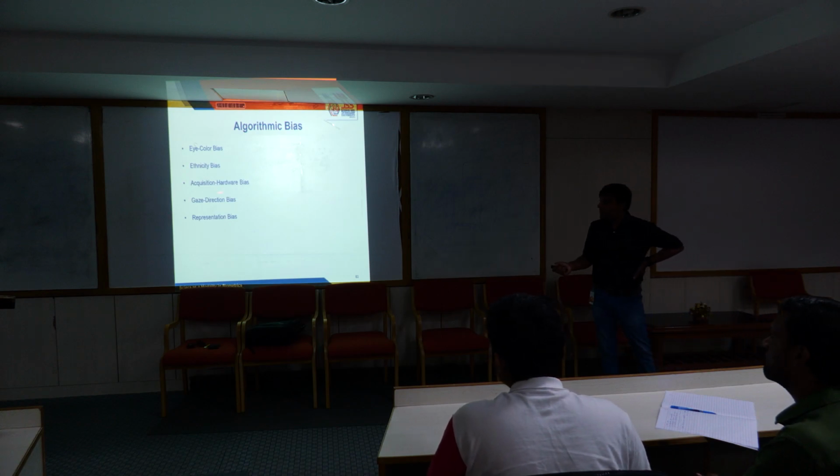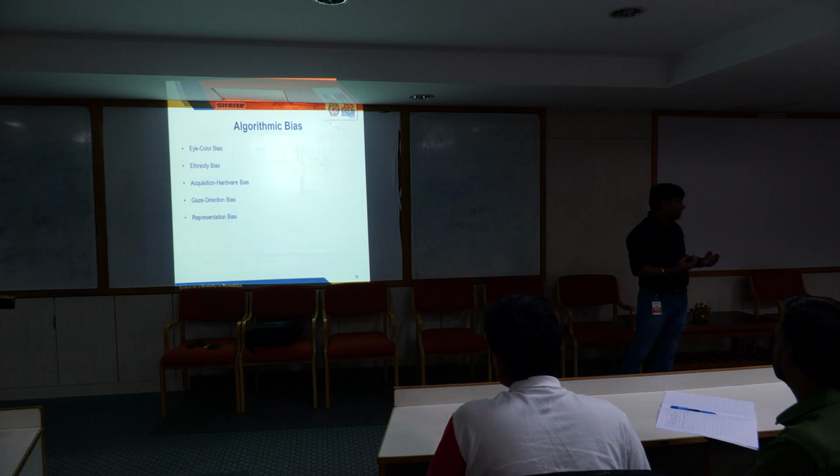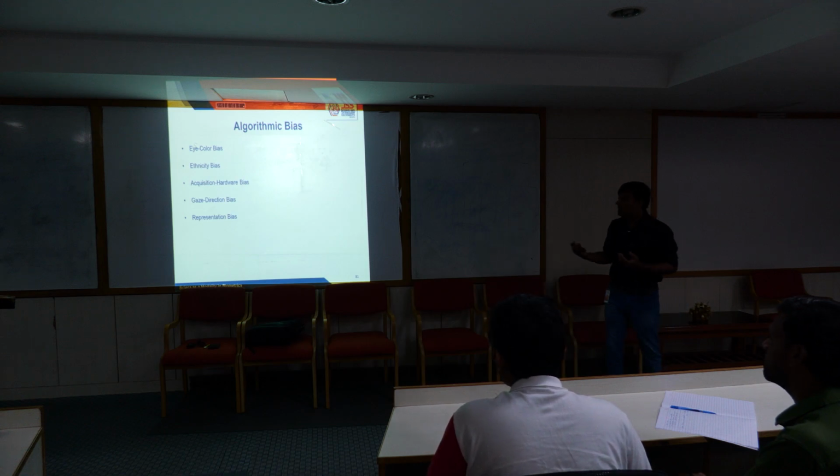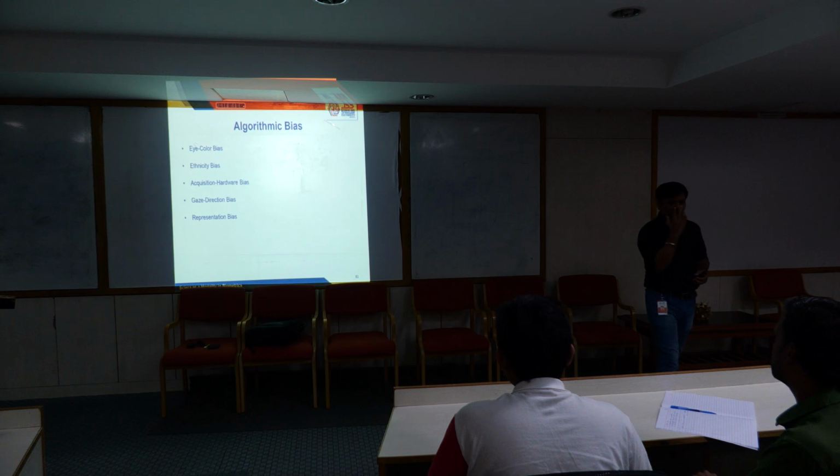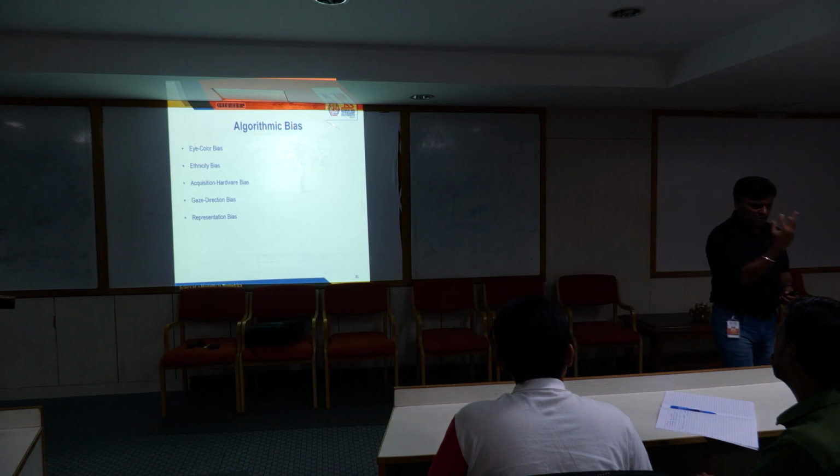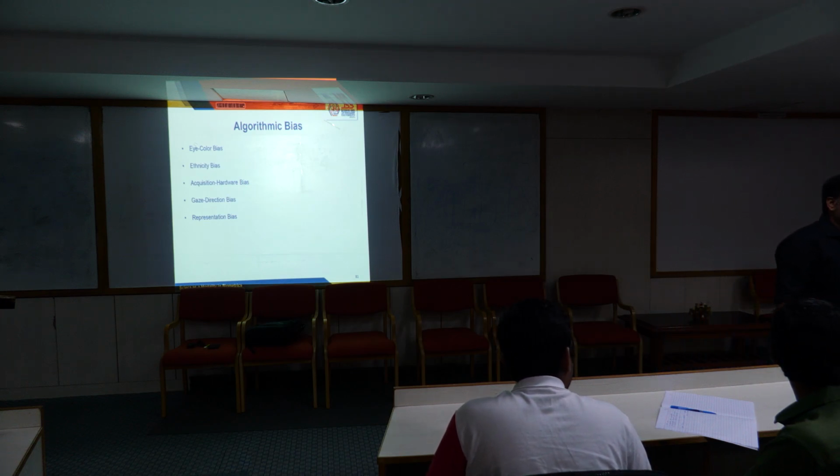So ethnicity, then acquisition hardware, right? The type of hardware that you are going to use. Then the gaze direction, right? Gaze is something you can monitor continuously. It is not only the straight view, it could be left view, right view, up view, or down view, right?